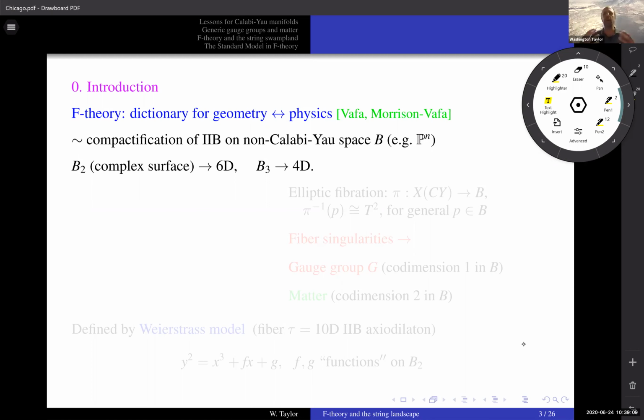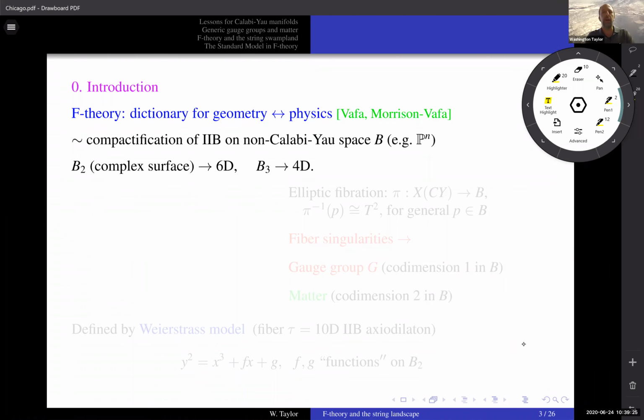Usually, if you think of a string compactification, you start with a Calabi-Yau space. We'll talk more about what those are. That's something which would preserve supersymmetry. And in this case, we're going to compactify type 2B on a non-Calabi-Yau space, for instance, a complex projective space.